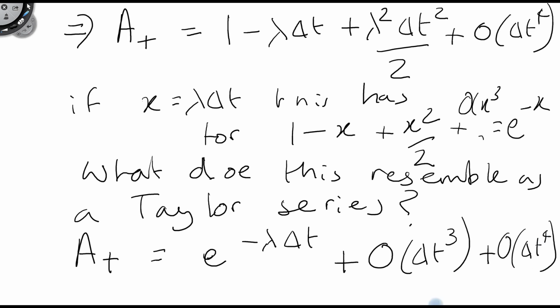Now, of course, when we have these orders, it's the lowest power that dominates, so we don't need to worry any more about this delta t to the 4. We just have order delta t to the cubed. And we've got exponential decay. So we can see the positive root resembles an exponential decay, e to the minus lambda delta t. So that's helpful. What about a minus?